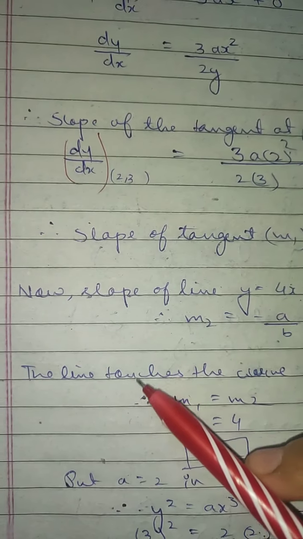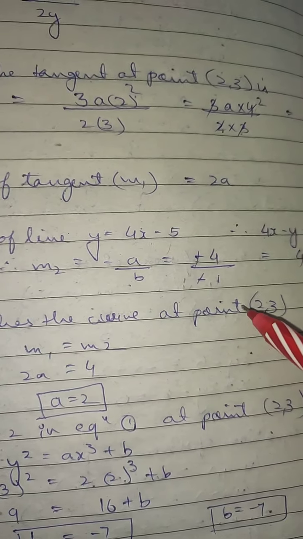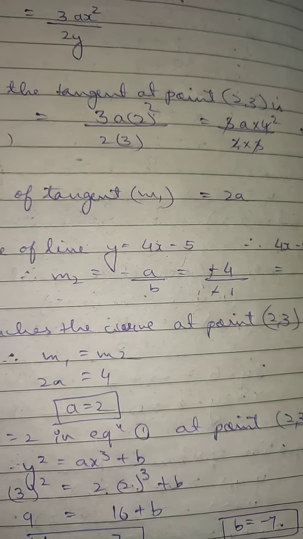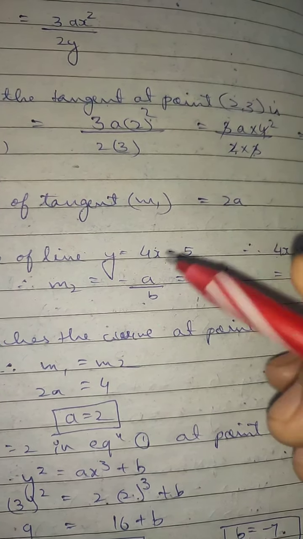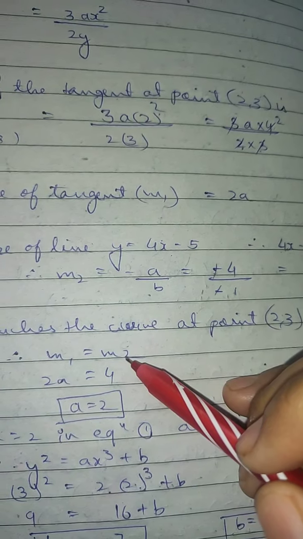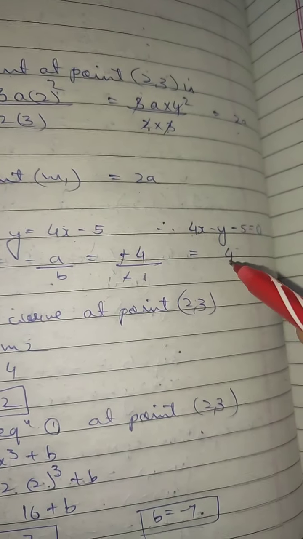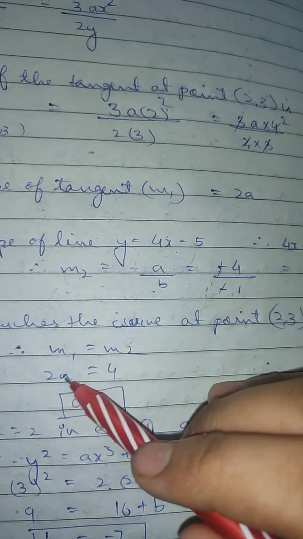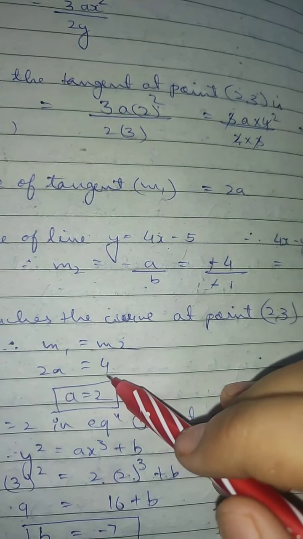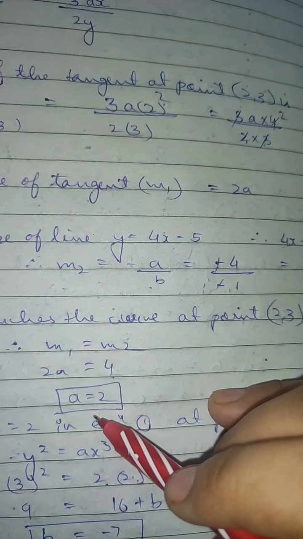So the line touches the curve at point (2, 3). Since it touches, it means they are parallel, so the condition is m1 equals m2. m1 is 2a and m2 is 4. So 2a is equal to 4, and 2 twos are 4, so we got a value 2.